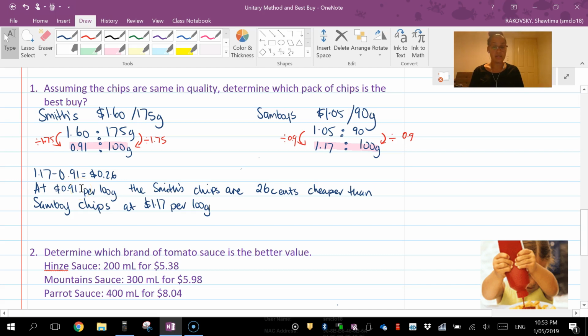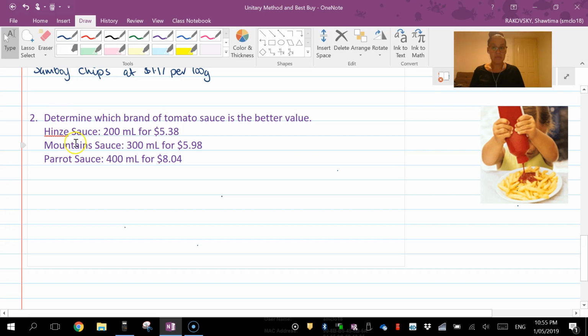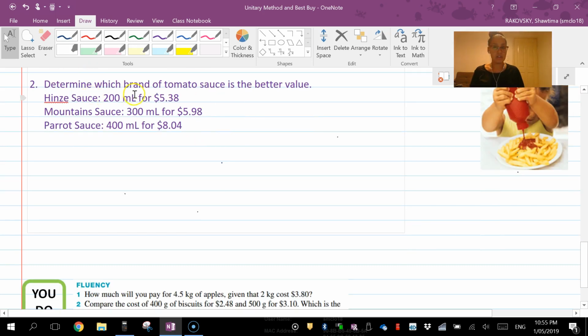So it's 91 cents per 100 grams for the Smith's chips, which is 26 cents cheaper than the Samboys at $1.17 per 100 grams. So in this example here, we're looking at 3 different sauces, to determine which brand of tomato sauce is better. What we can do is go by the 100 mils. I'm going to show you another method, which is when you find out how much it is per one of something, like per mil, and then multiply back up. So that's what I'm going to do with these ones here.